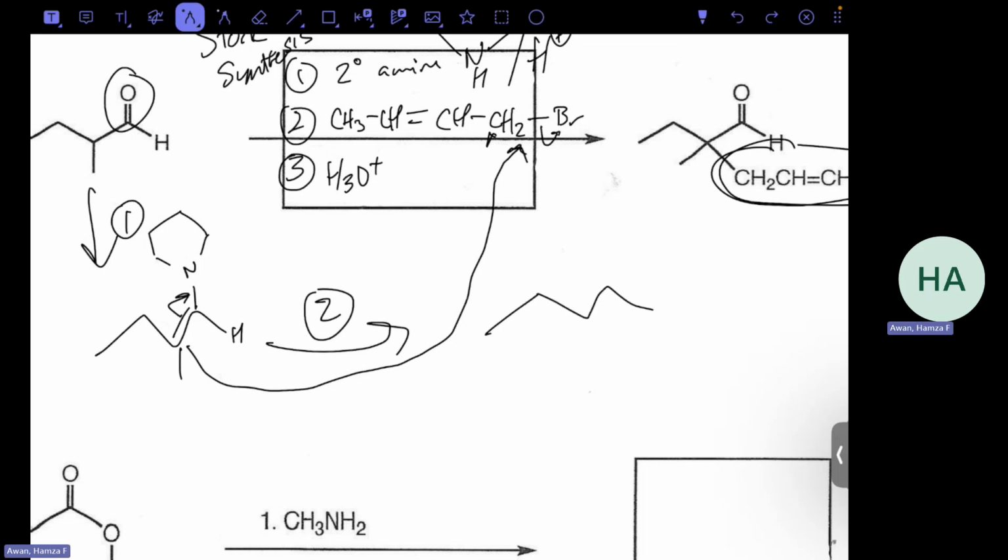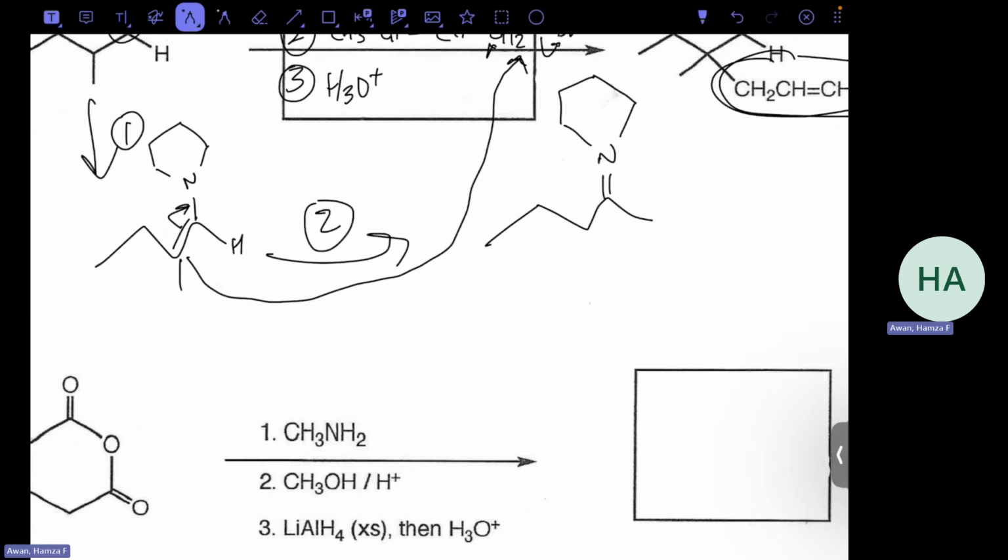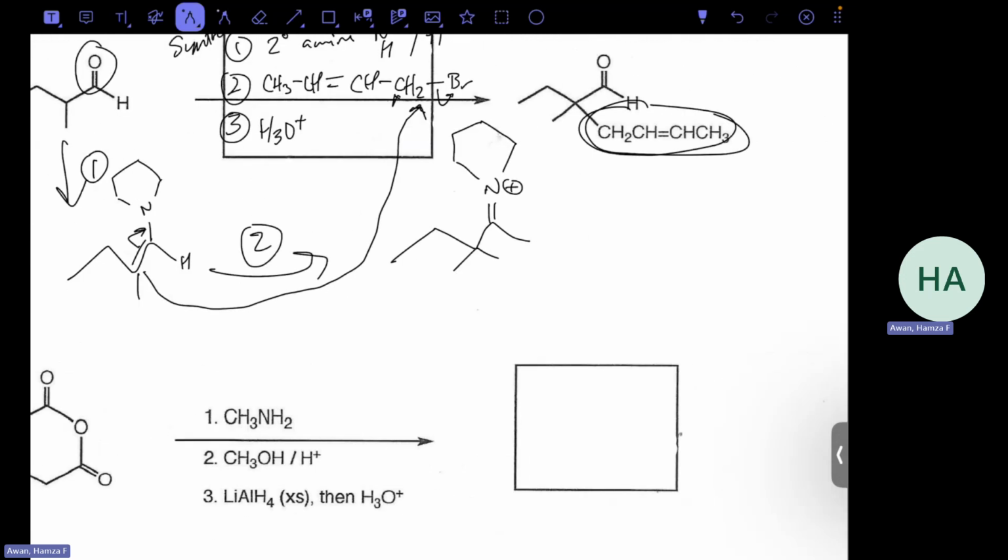All right, so now we have our imine. Okay. So now we have our amine plus charge, and then we have this group, and then we have the group that we've just added, CH2-CH, double bond CH, CH3.